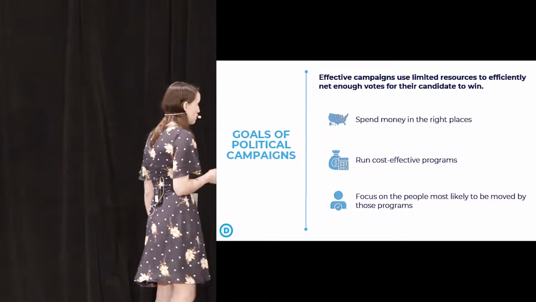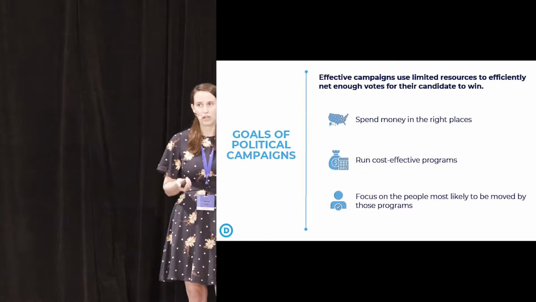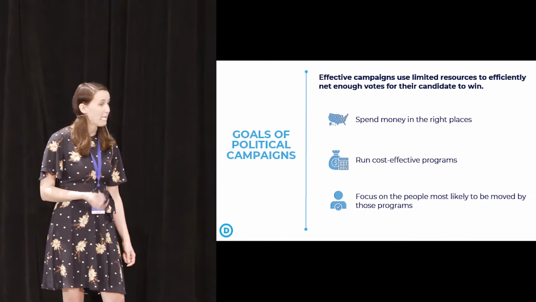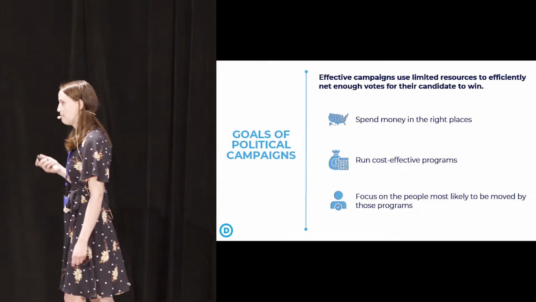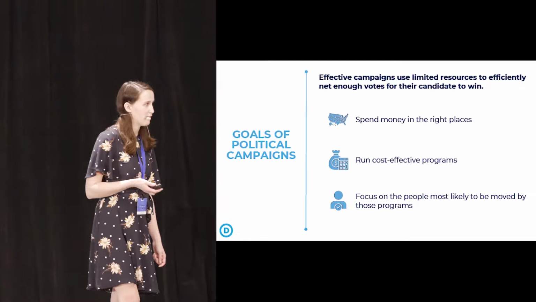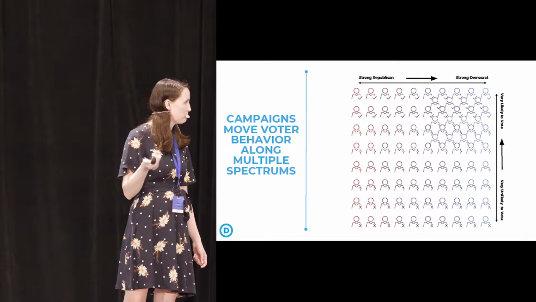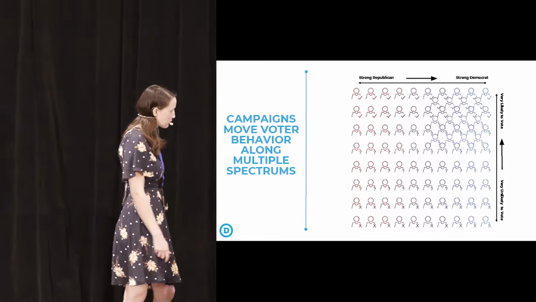Making sure that the places you're spending money are actually reaching voters and getting them to take the actions you want. And a fundamental part of running cost-effective programs is making sure you're focusing those programs on the right people, on the people that will actually be moved by hearing communication from a political campaign through a specific program. So what does this concretely mean? Who are the people that campaigns need to move, and what are the programs we run to do that?